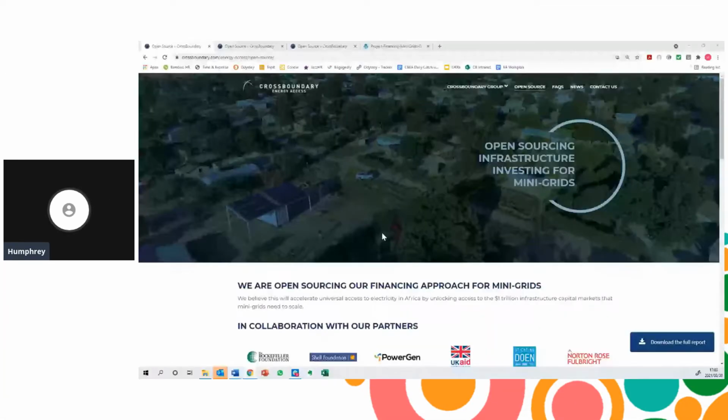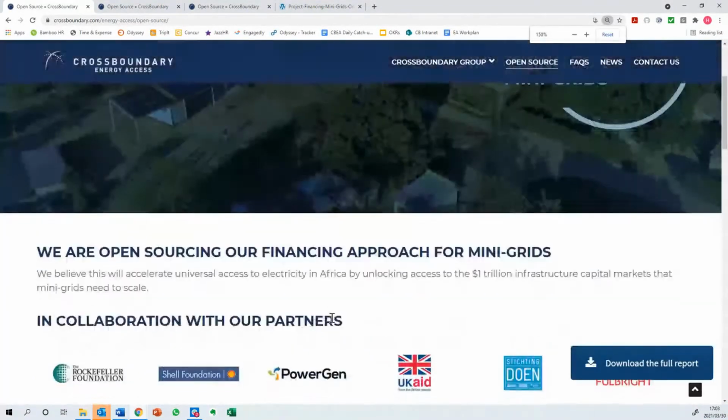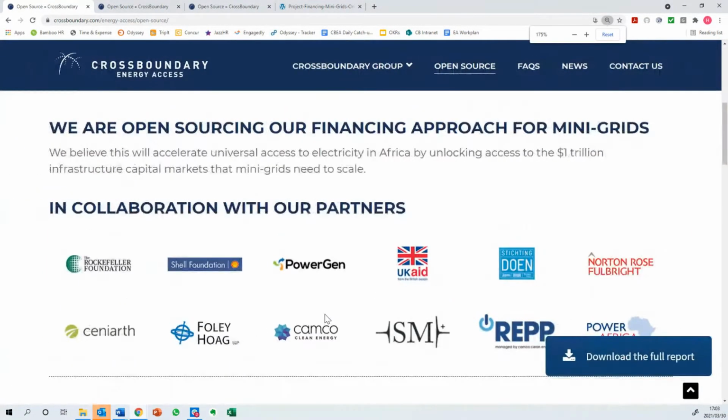So here you have the Cross Boundary Energy Access open source website. Maybe before I jump into this, I would like to focus a bit on what this open source really is. This is something that CBEA has developed in conjunction with quite a few partners. And so first, it's worth mentioning the developers.